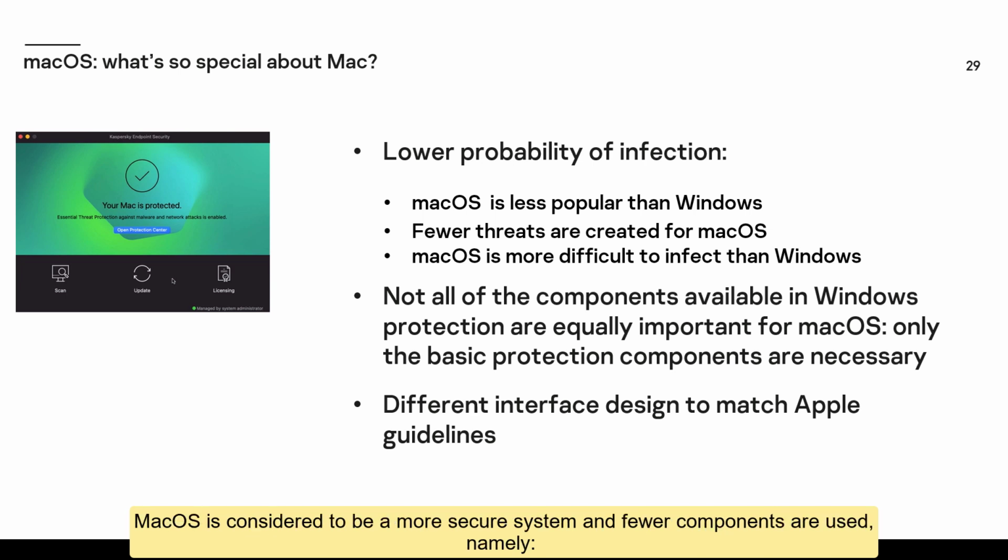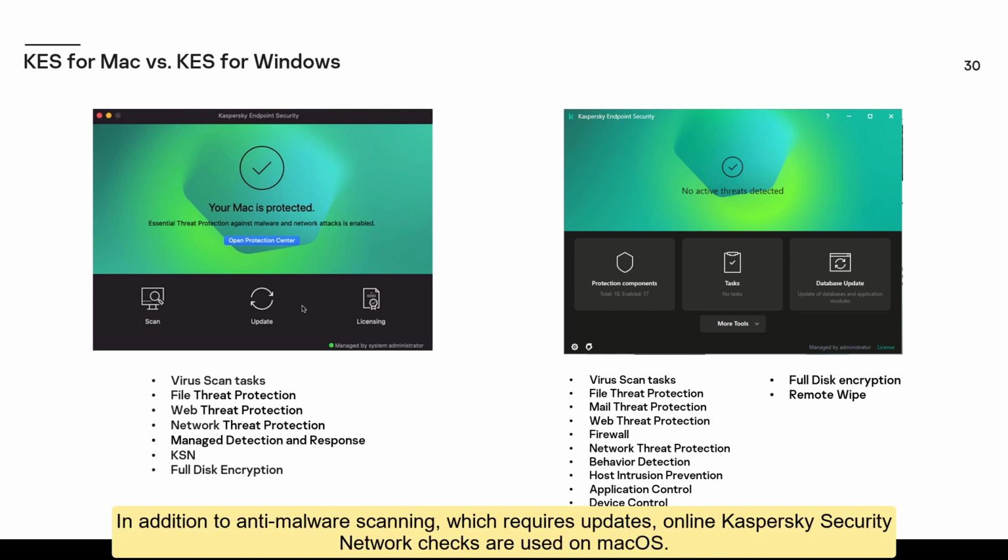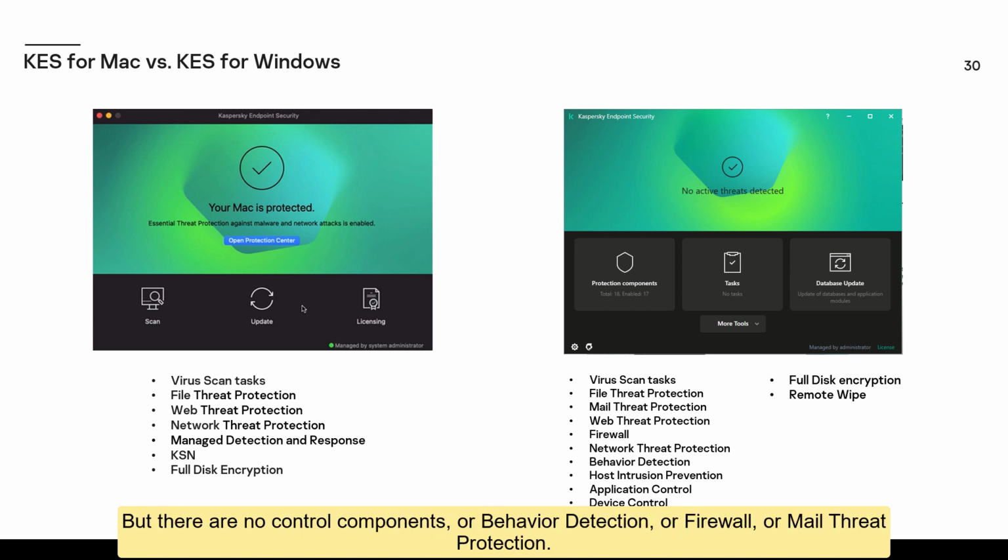macOS is considered to be a more secure system and fewer components are used, namely, virus scanning, file threat protection, web threat protection, network threat protection, file vault encryption. In addition to anti-malware scanning, which requires updates, online Kaspersky security network checks are used on macOS. But there are no control components, or behavior detection, or firewall, or mail threat protection.